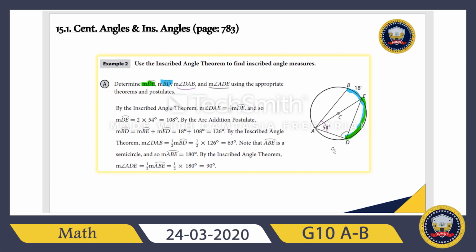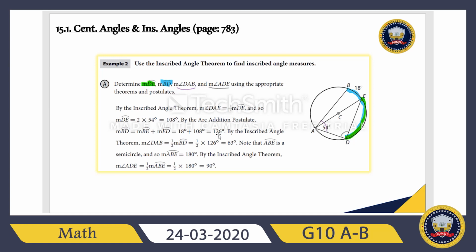Now, what about BD? From the arc addition postulate, the measure of the arc BD is equal to the measure of the arc BE plus ED. I'm given BE, that is 18 degrees, and ED was already calculated in the first step, which is 108. So BD is 18 plus 108, which is 126. Clear?